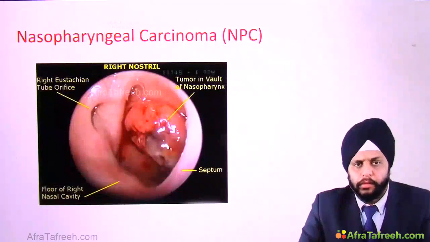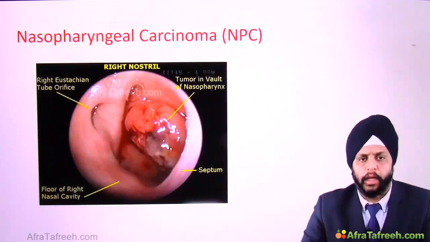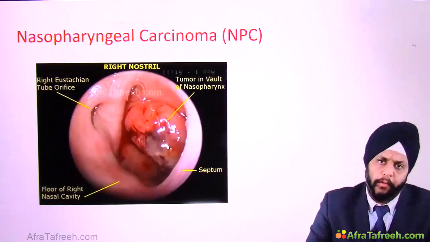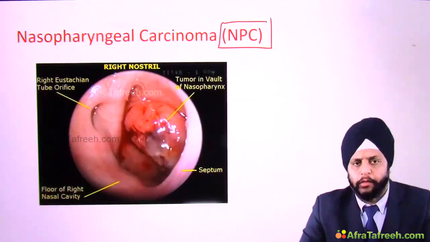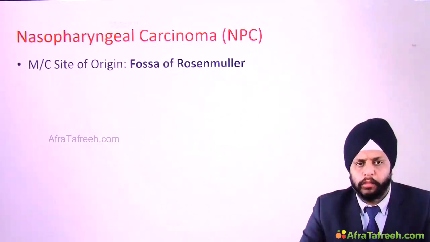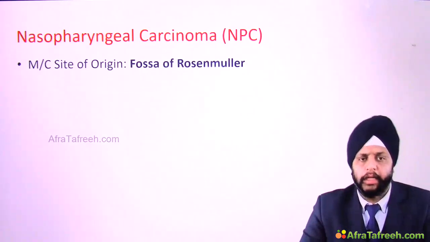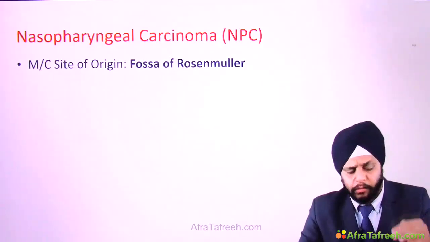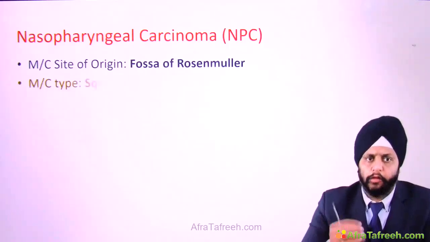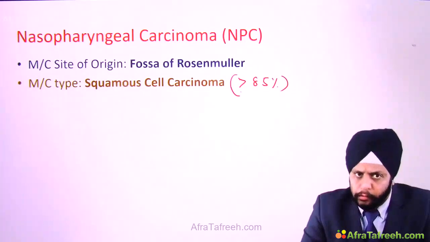So that brings us to the next disease in the nasopharynx, that is the nasopharyngeal carcinoma, NPC. Okay, so we have already talked about NPC. In nasopharyngeal carcinoma, the most common site of origin is fossa of Rosenmuller. Where is this fossa of Rosenmuller? It lies posterior superior to the eustachian tube opening. That blind recess is known as fossa of Rosenmuller. Okay, most common type is squamous cell carcinoma. More than 85% cases have squamous cell carcinoma.